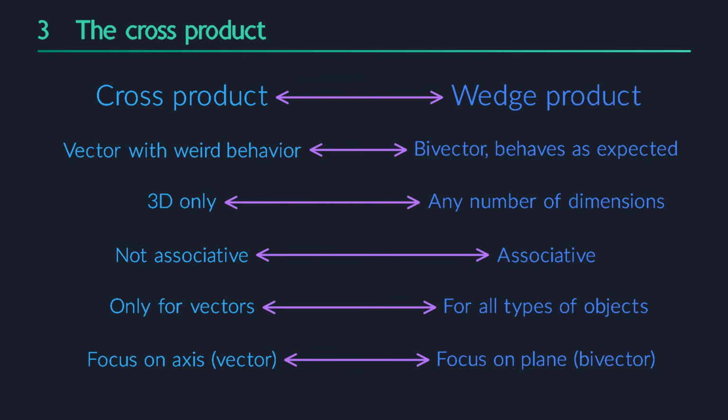So, if there is only a single lesson from geometric algebra that should make it into all textbooks, I vote for this one. Please forget the cross product and use the wedge product instead from now on.